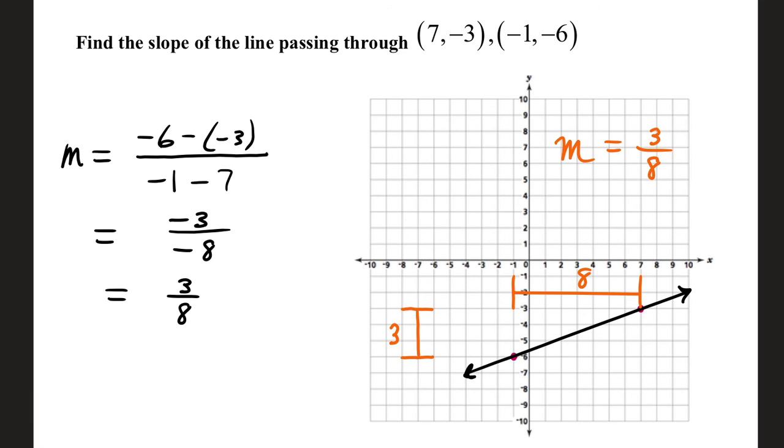Using your formula, y minus y, -6 minus -3, that's -3. Subtracting the x's for your denominator, -1 minus 7, that's -8. And if you catch two negatives in the same fraction, you have a positive value overall. So this is the formula way. This is the visual of counting the grid way. They're both valid, or I wouldn't show them to you.